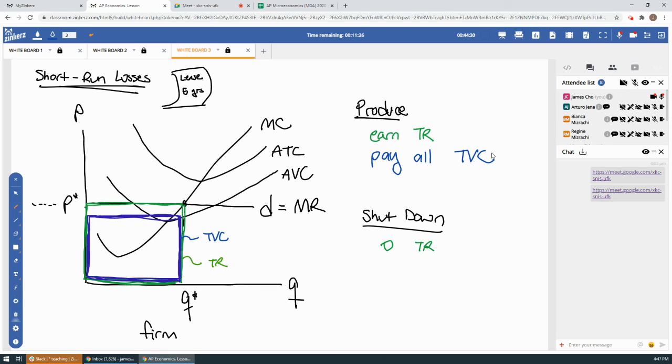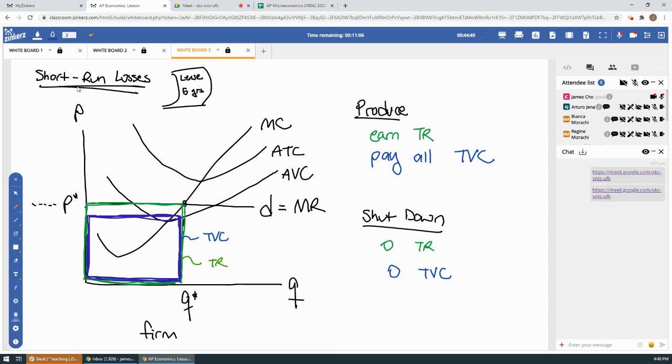If I decided to shut down, how much revenue do I have? Zero. I'm not producing anything. Here's the cool thing though. If I shut down, how much variable cost do I have? Zero. But you have fixed. Yeah, I shut down, so I sent all of my workers home. I'm not paying them anything.